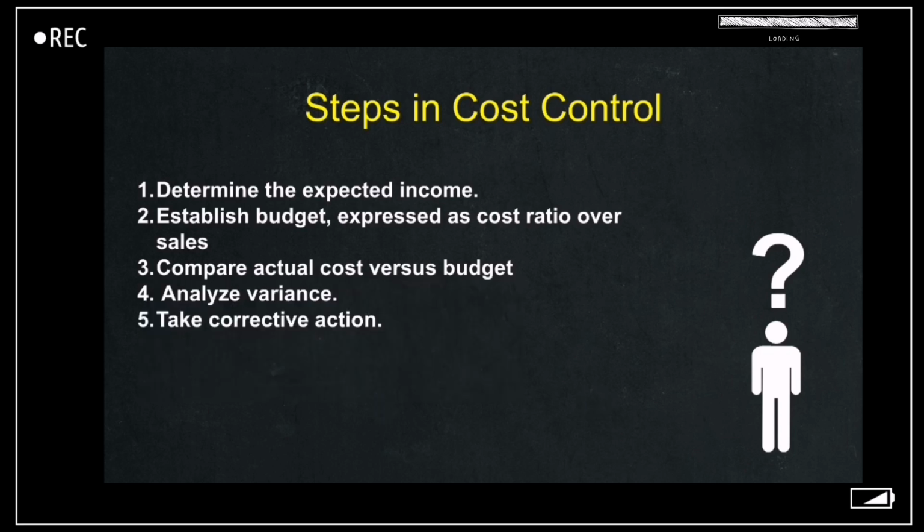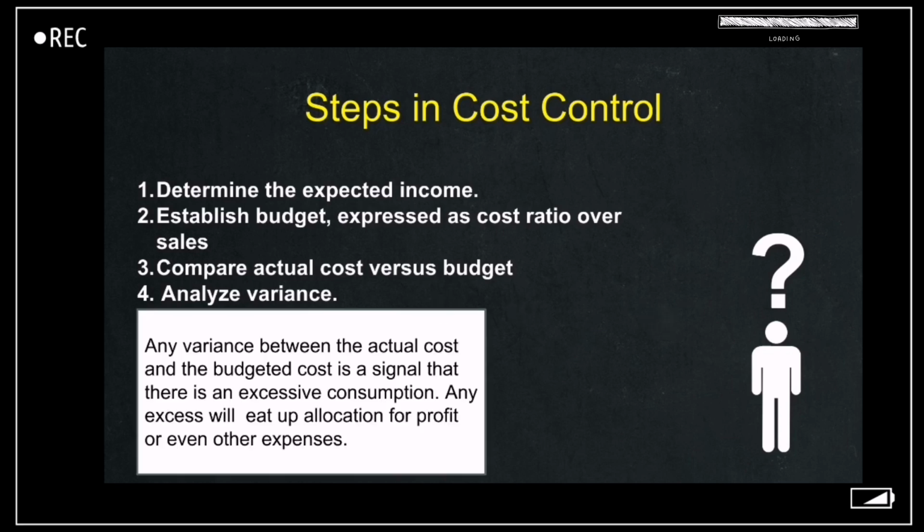After that, we need to analyze the variance, whether there is a difference between your actual cost versus the budget. So any variance between the actual cost and the budget cost is a signal that there is an excessive consumption. So any excess will eat up allocation for profit or even other expenses.